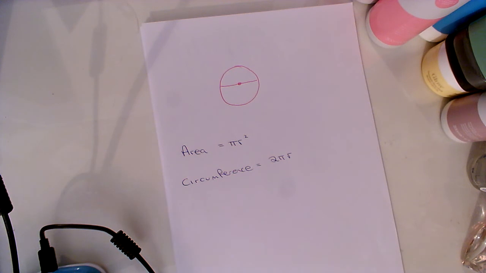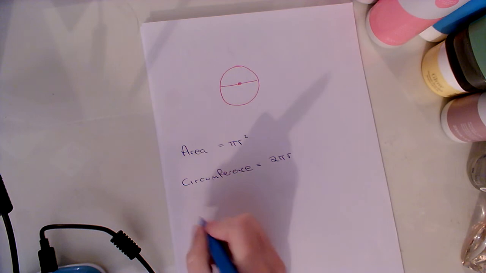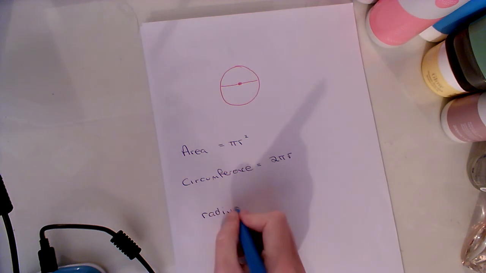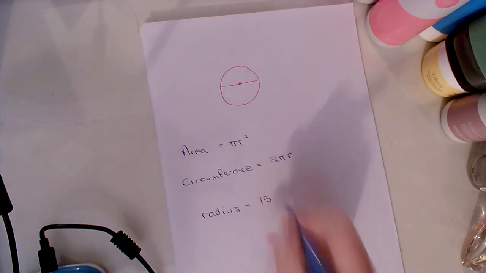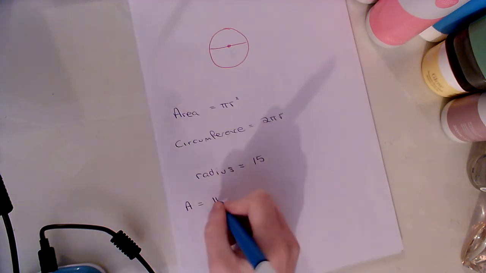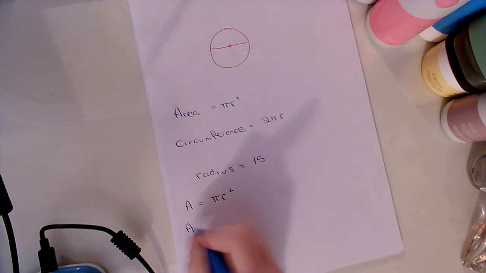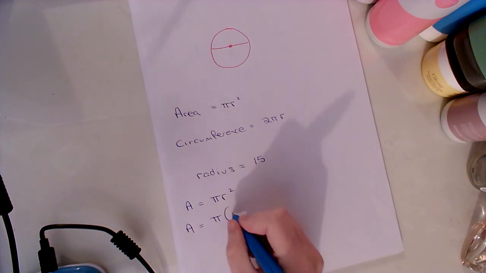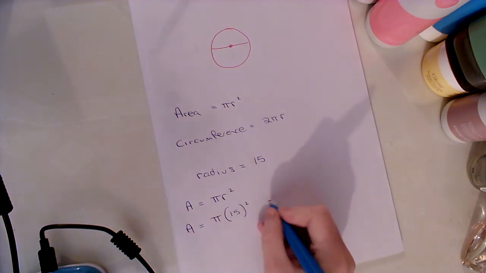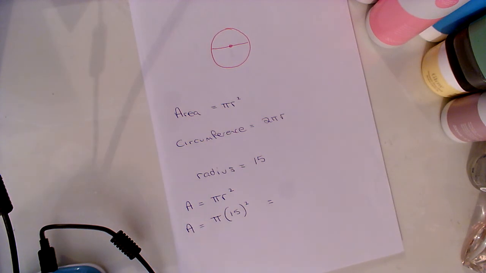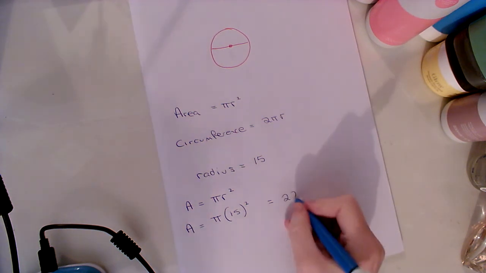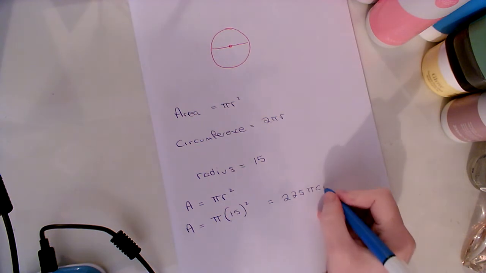The first example says find the area and circumference of a circle of radius 15 centimeters. Part 1 says give your answer in terms of pi. So my radius is equal to 15. I'm asked to find the area first, so write down my formula. A is equal to pi r squared. A is equal to pi bracket 15 squared. They want my answer left in terms of pi, so I just square 15 and I get 225 pi centimeters squared.